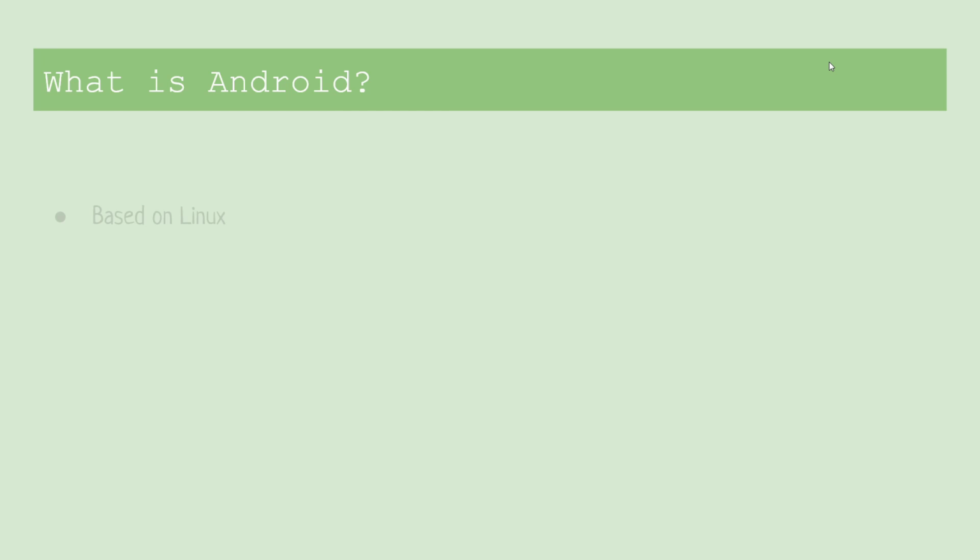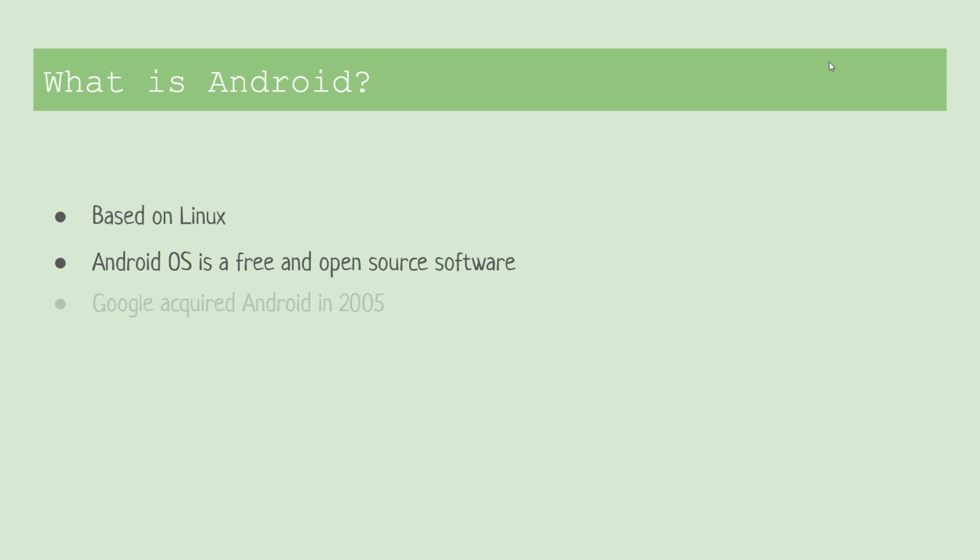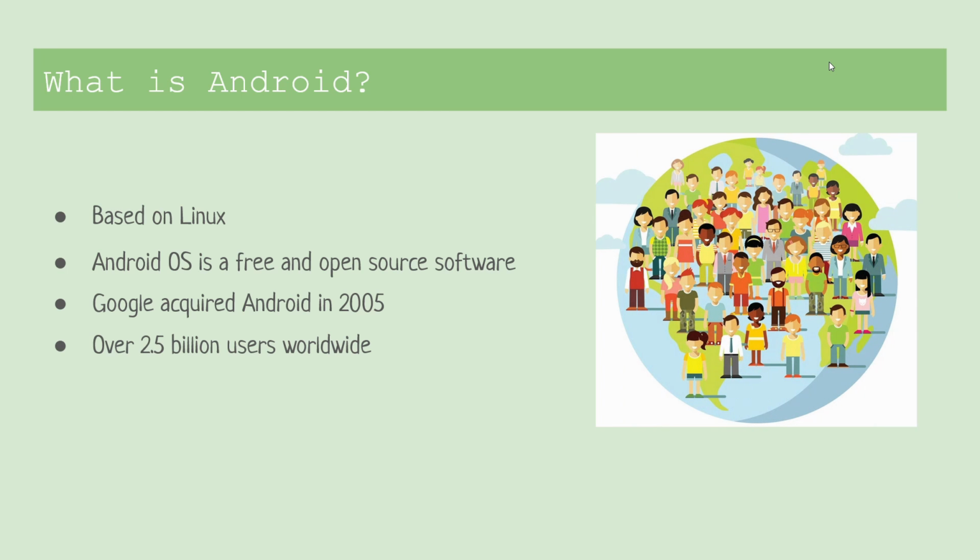So, what is Android? Android is a mobile operating system based on Linux. Android OS is a free and open source software and was acquired by Google in 2005. Today, there are over 2.5 billion users worldwide and counting.